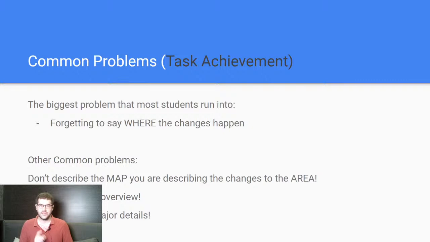Next, don't forget your overview. Even though this is a maps essay, you still need one. If you don't have one, what score do you get? Just a 5.